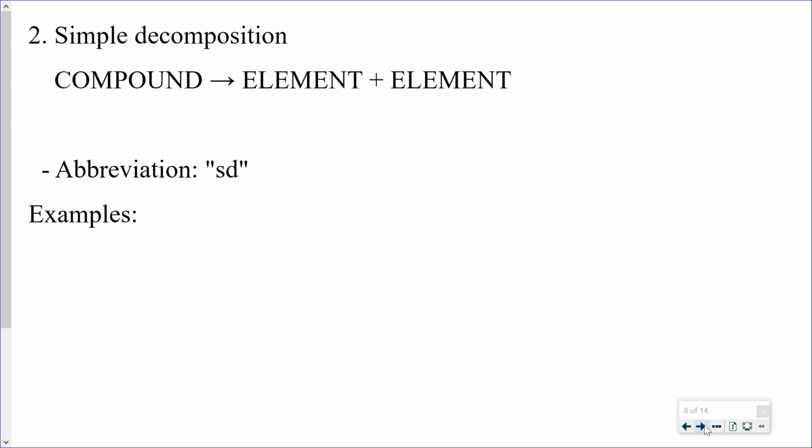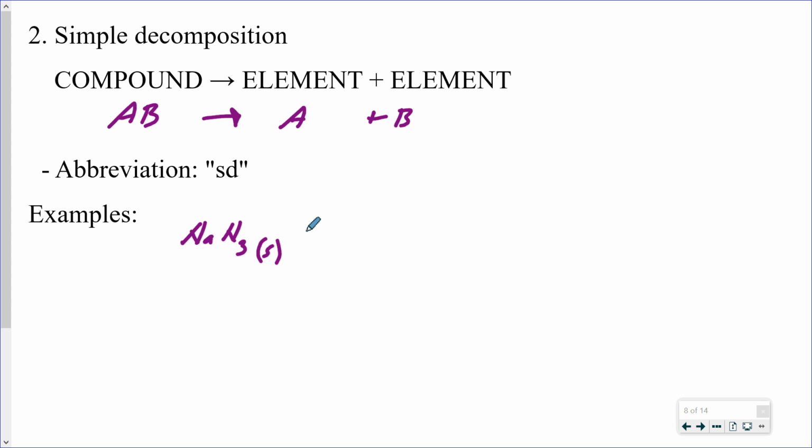The next kind of reaction is really just the reverse. So instead of combining two things, we're going to split them apart. So we're going to start with our compound in generic terms, AB, and we're just going to tear it apart into the elements A plus B. Simple decomposition. Let's do this one here. Let's take sodium nitride.